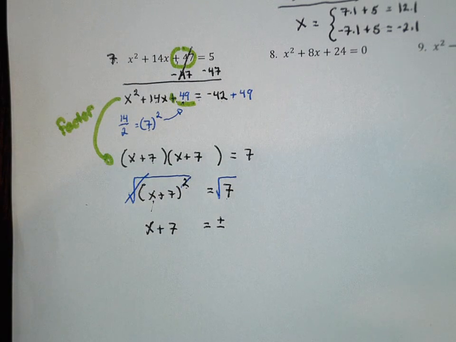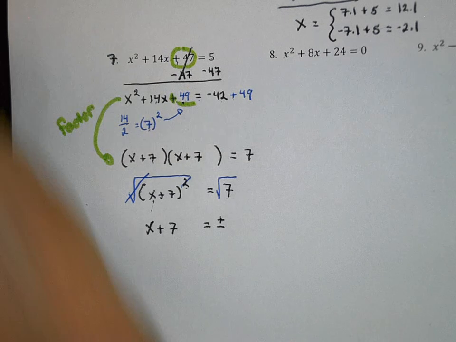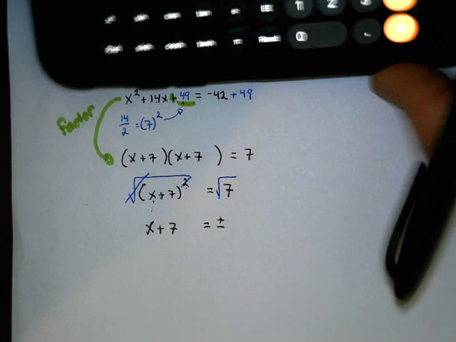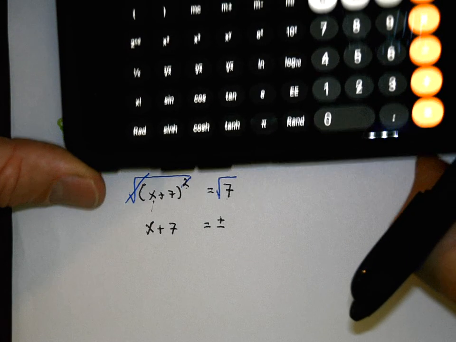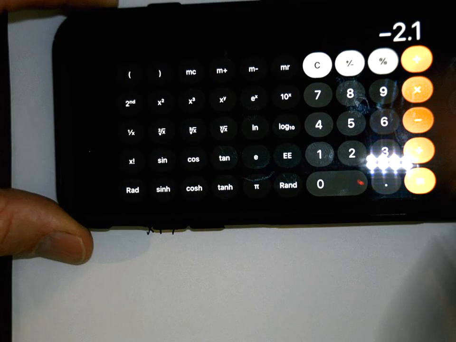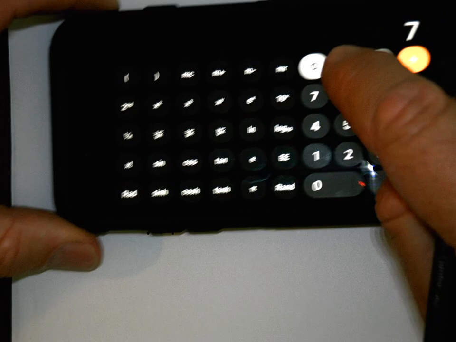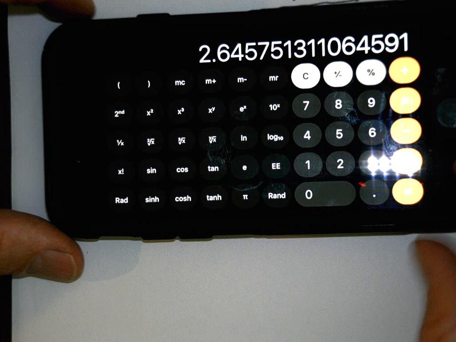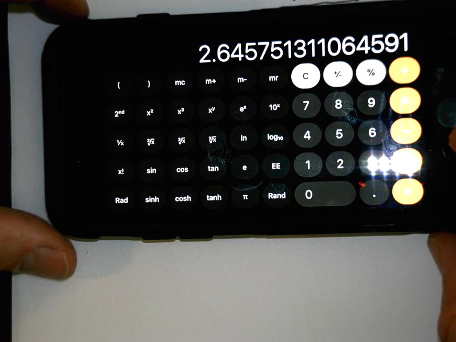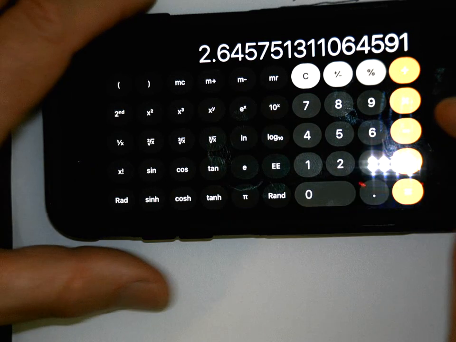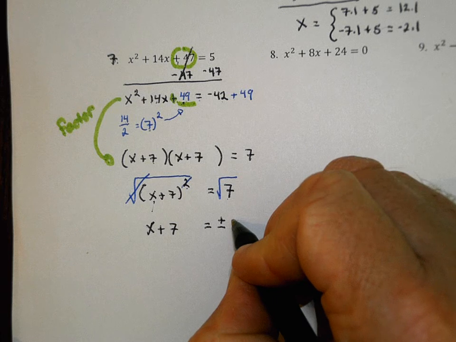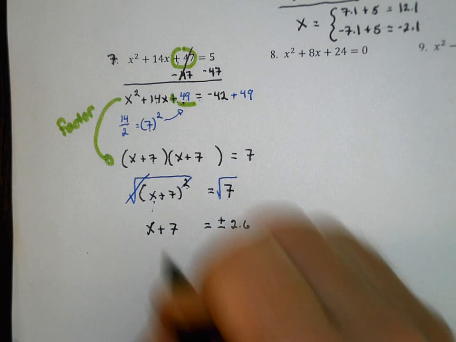So the square root of 7, according to my calculator, this is where you're going to want a calculator. I'm going to type in 7, press the square root function, and you can see the square root of 7 is 2.6457. That's going to round to 2.6. So it's plus or minus 2.6.